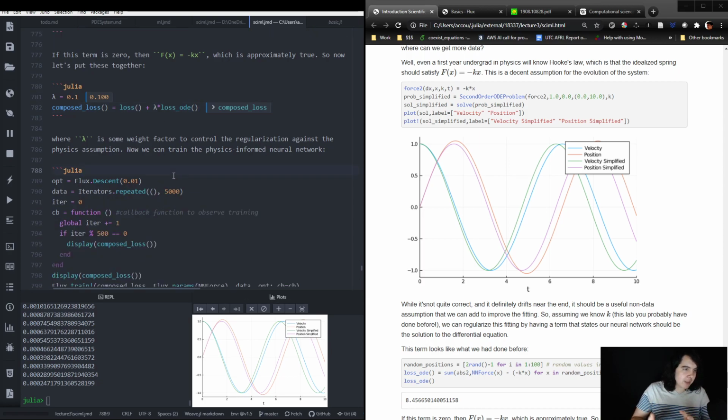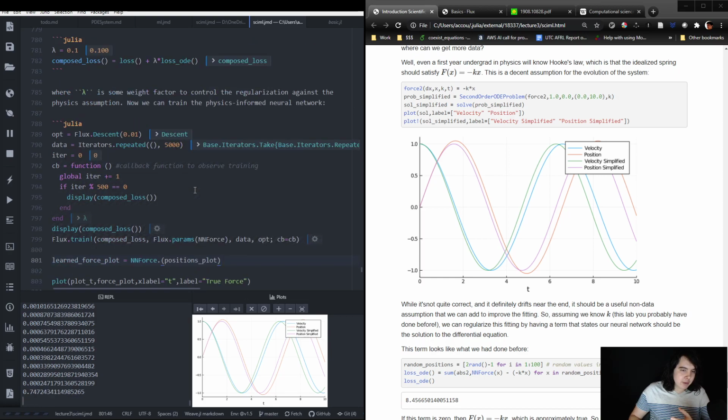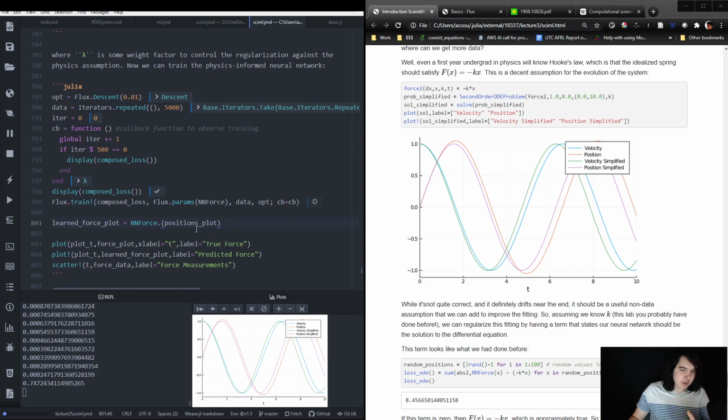And now we do exactly the same thing as before. So this is the loss function, which has the universal approximator underneath it. Let's find the weights of the neural network such that we satisfy this loss function. And when we do this, after training, we can take a whole span of positions, and then use that to calculate what the force would be at each of those positions.